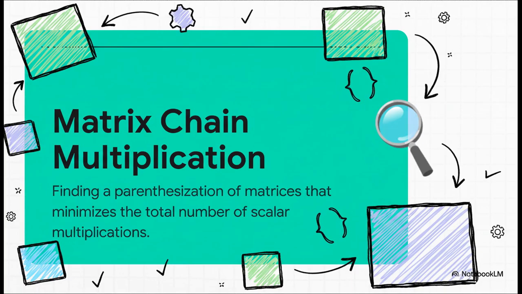So, what are we really trying to do here? Well, the goal is pretty straightforward. You've got a chain of matrices, and you need to figure out the best order to multiply them in. And best, in this case, means the order that uses the fewest scalar multiplications. That's just the basic multiplication of the individual numbers inside the matrices. It's a classic optimization problem.